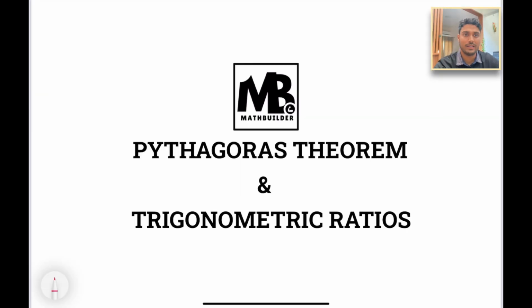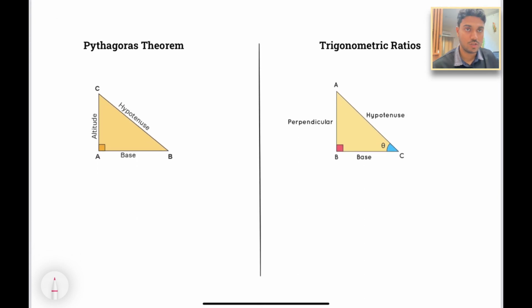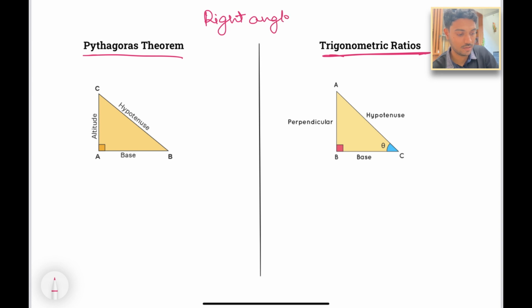We are going to start from Pythagoras theorem, and we are also going to understand the basic difference between Pythagoras theorem and trigonometric ratios. So let's check. First is Pythagoras theorem. In Pythagoras theorem, this is a right angle triangle. First we have to understand the Pythagoras theorem and the trigonometric ratios. Both are applicable to right angled triangles. Now, but what's the difference? In which case we can use Pythagoras theorem and in which case we are going to use trigonometric ratios.